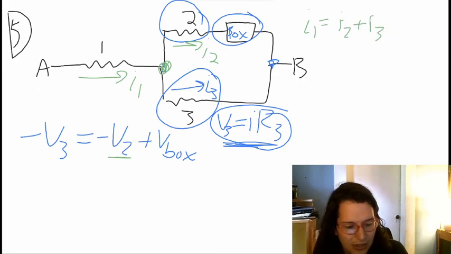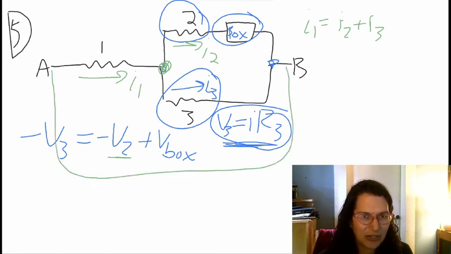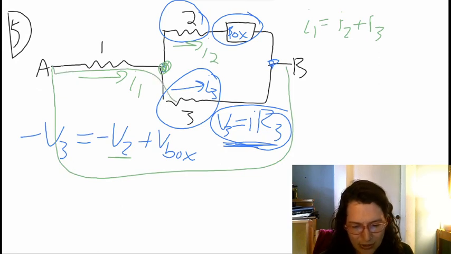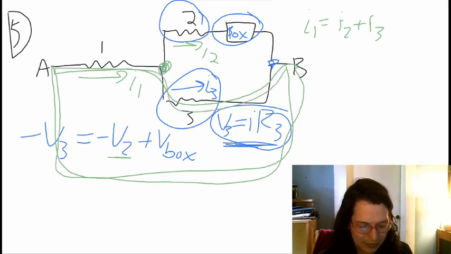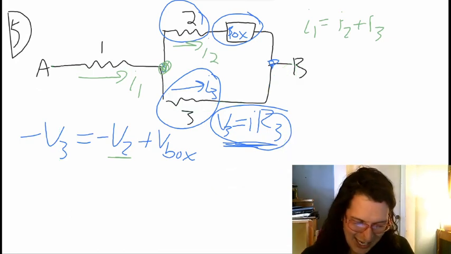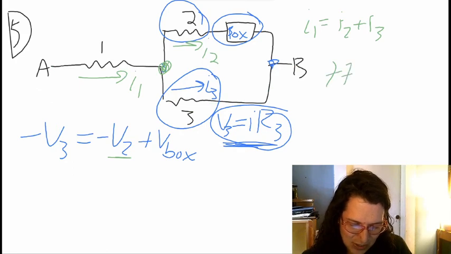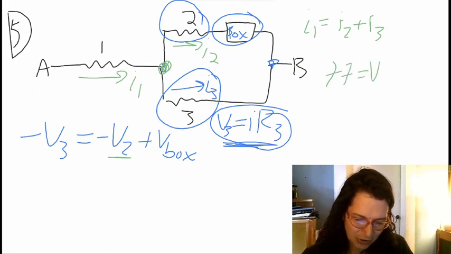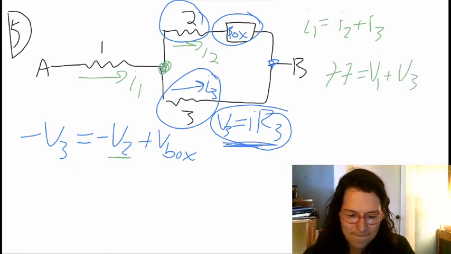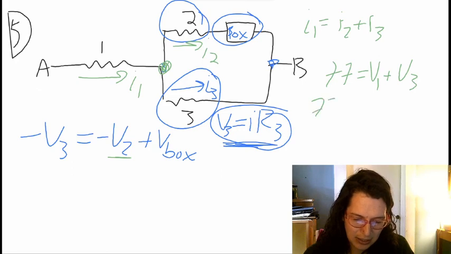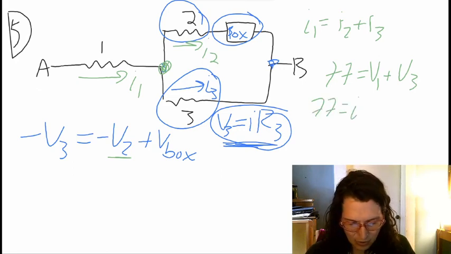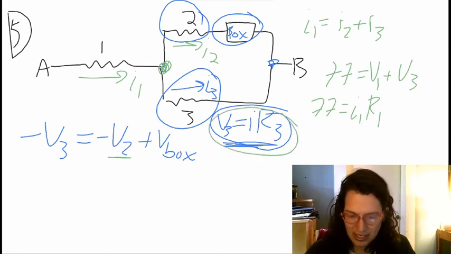And then I also know that I have 77 volts that I gain in going from B to A, and then I could complete a loop. In other words, this is a battery, and then do a loop. So all of that together is to say that 77 volts has to be equal to the voltage dropped over resistor 1 plus the voltage dropped over resistor 3. And I know that the voltage over resistor 1 is just going to be I1 R1. And I know that I've already found my V3 right here.